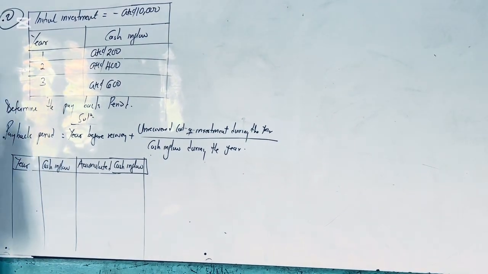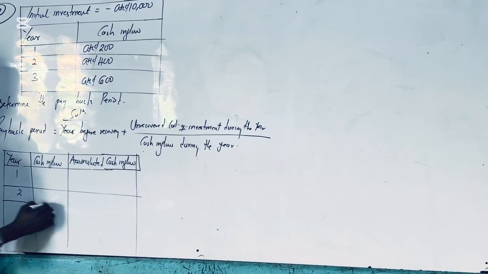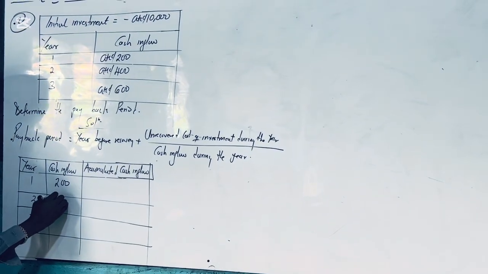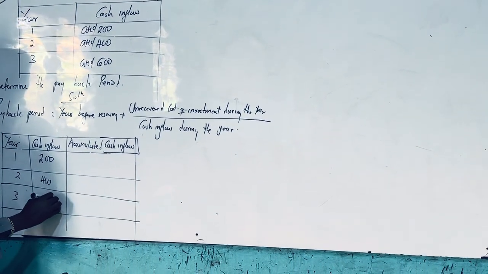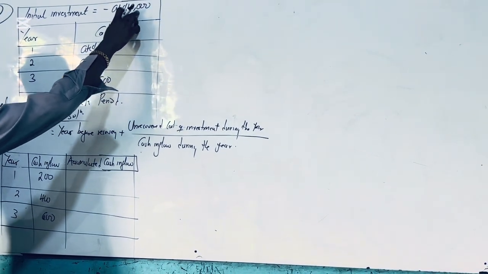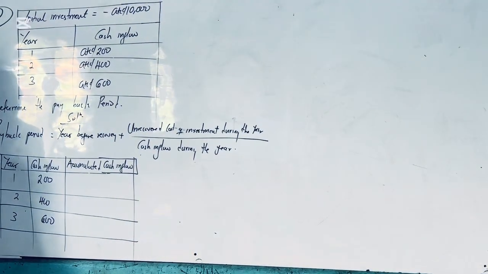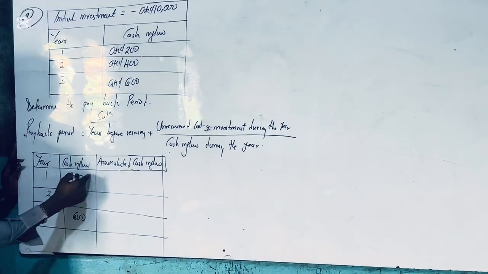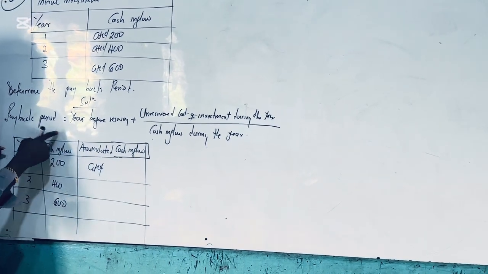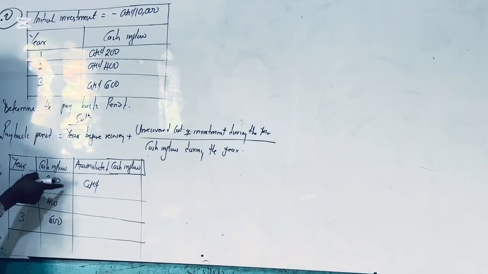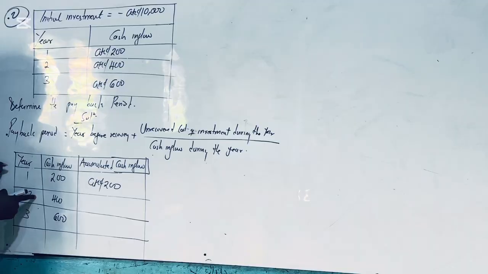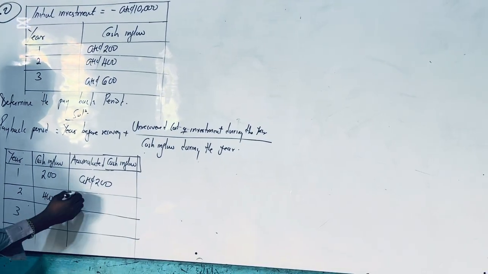All right. So here, what do we have? We have year 1, year 2, and then year 3. We have 200 Ghana cedis, 400 Ghana cedis, 600 Ghana cedis. Remember, this is our initial investment, so we want to recover this 10,000. All right. So we add. The first one is 200 cedis. Since there's no amount before it, we just have our 200. Then our accumulated cash inflow for the second year is going to be 200 plus 400, which is 600.